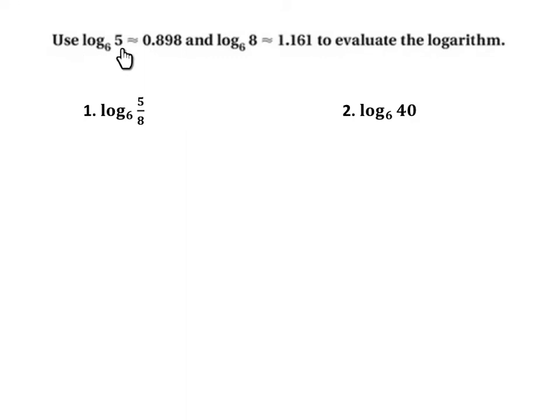Use log base 6 of 5 is approximately 0.898 and log base 6 of 8 is approximately 1.161 to evaluate the logarithm. Okay, so I look at what operation is going on. It's division, so I use the quotient property. So I'd say log base 6 of 5 minus log base 6 of 8. It's always the numerator minus the denominator, okay? So this would be 0.898 minus 1.161. So just go ahead and do that in your calculator.